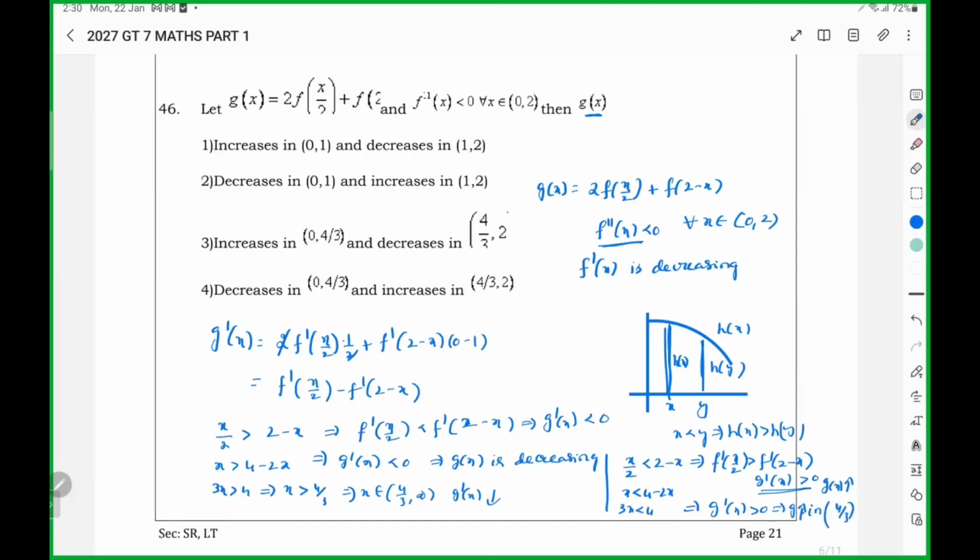Here it is defined from 0 to 2, so we cannot take minus infinity. So g increases in 0 to 4 by 3 and decreases afterwards. Here I can write up to infinity, but the interval is defined only from 0 to 2, so we have to take up to 2.